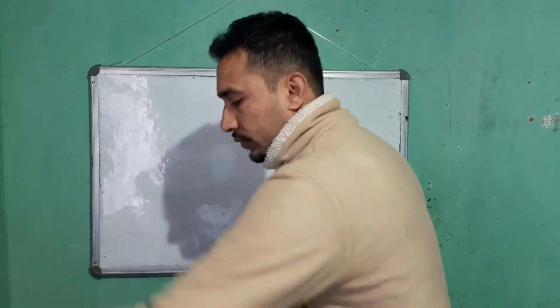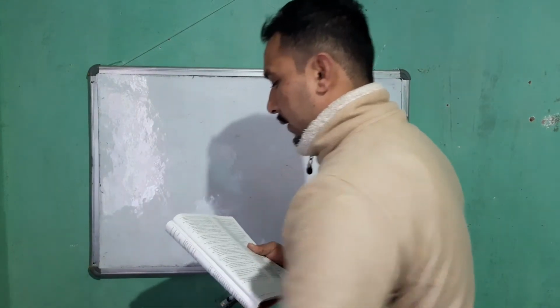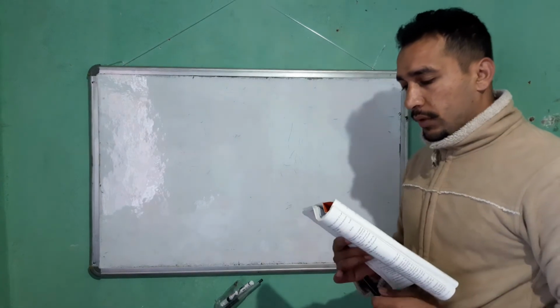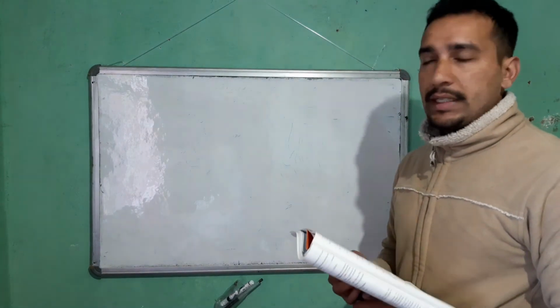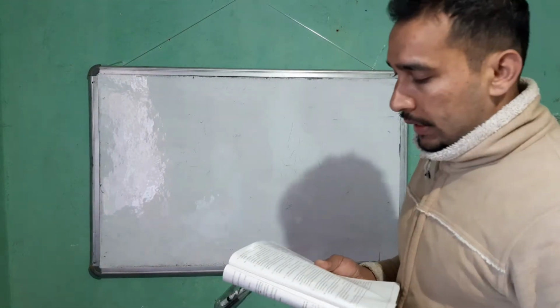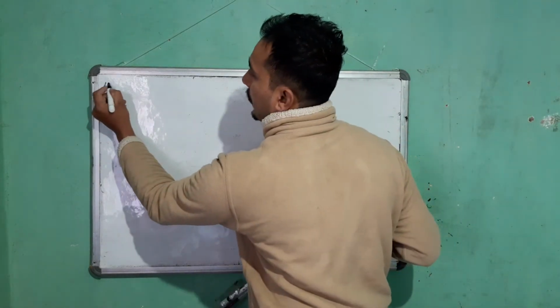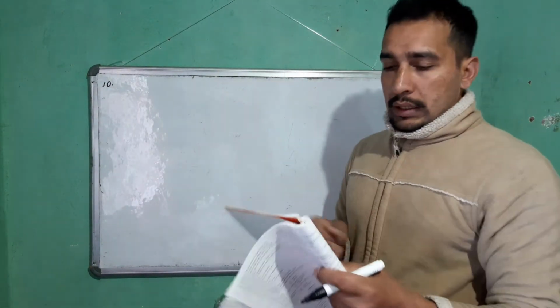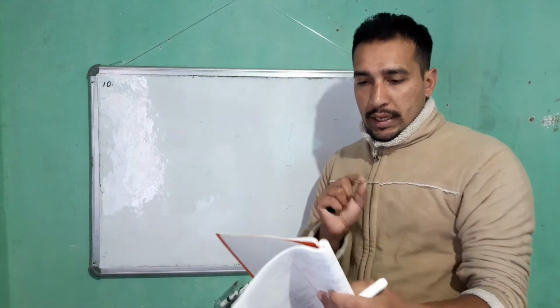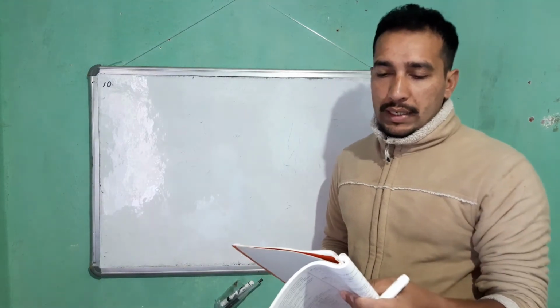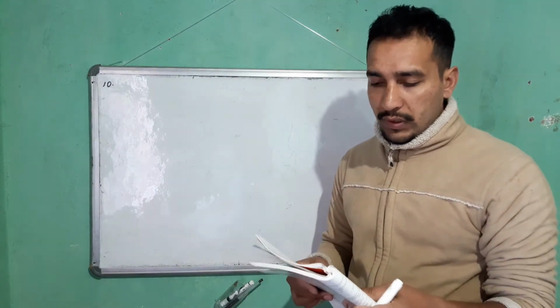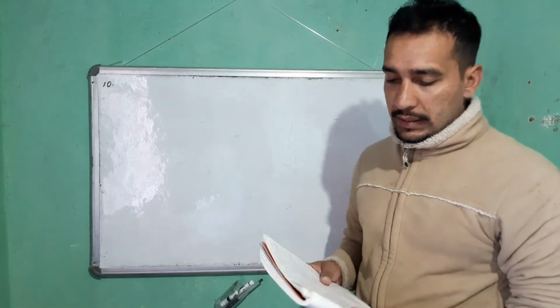Question number 10 is, a certain amount of gas occupies a volume of 0.4 liters at 17 degrees Celsius. I'll not write the question yet. Again, I'm repeating the question. A certain amount of gas occupies a volume of 0.4 liters at 17 degrees Celsius.